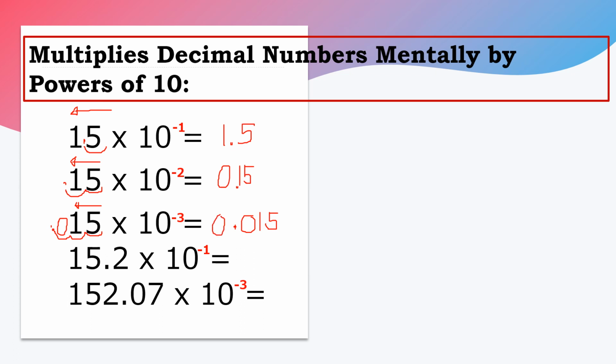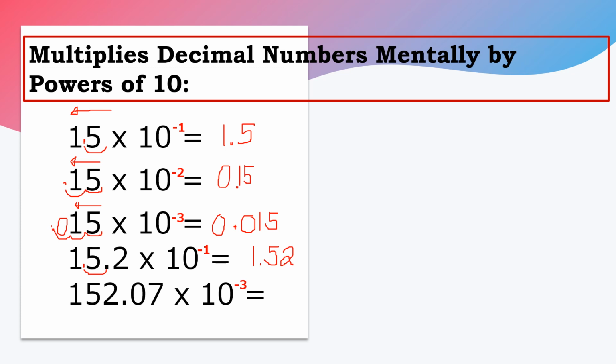Okay, next. What about 15.2 times 10 to the power of negative 1? Ang sign ay negative, ang exponent ay 1. Kaya ibig sabihin, imumove natin pakaliwa ng isang beses. So, 1, tuldok. Ibig sabihin, ang sagot na natin ngayon ay 1 and 52 hundredths. Okay, next. Last example, 152 and 7 hundredths times 10 to the power of negative 3.